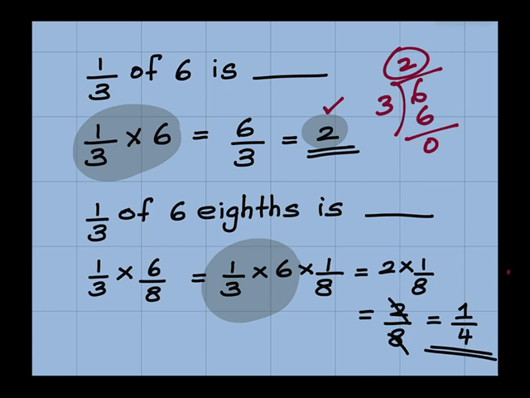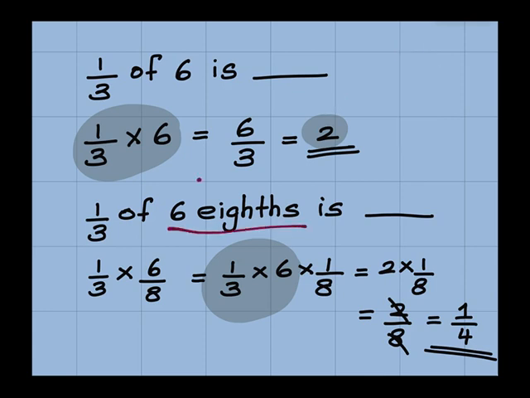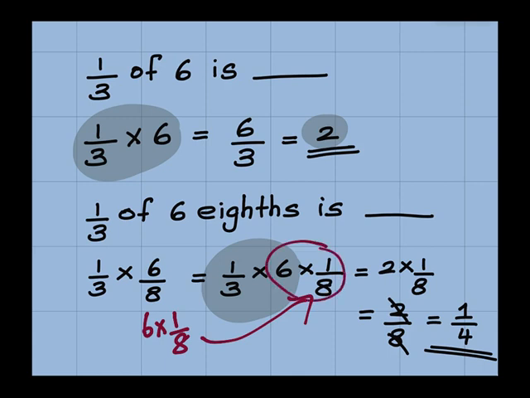The next question, 1/3 of 6/8. What is 6/8? 6 over 8. And this 6/8 can be written as 6 times 1/8, right? So that is what we have done here. We have substituted, instead of 6/8, 6 times 1/8 and then simplified it. When we simplify, we get 1/4.